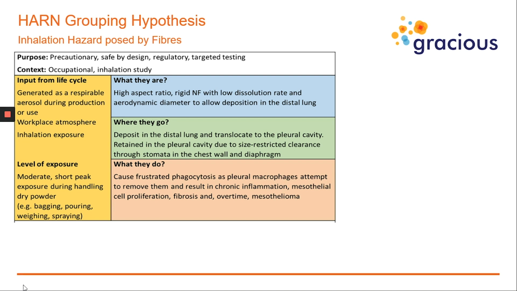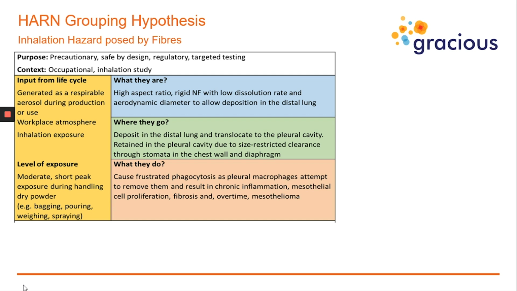Here I will briefly introduce one of the GRACIOS predefined hypotheses, which focuses on grouping nanoforms based on their potential to pose an inhalation hazard. The specific example focuses on high aspect ratio nanoforms, or HARN, for which knowledge of fiber toxicology, in particular the understanding of asbestos-related disease, helps to inform the hazard endpoints.